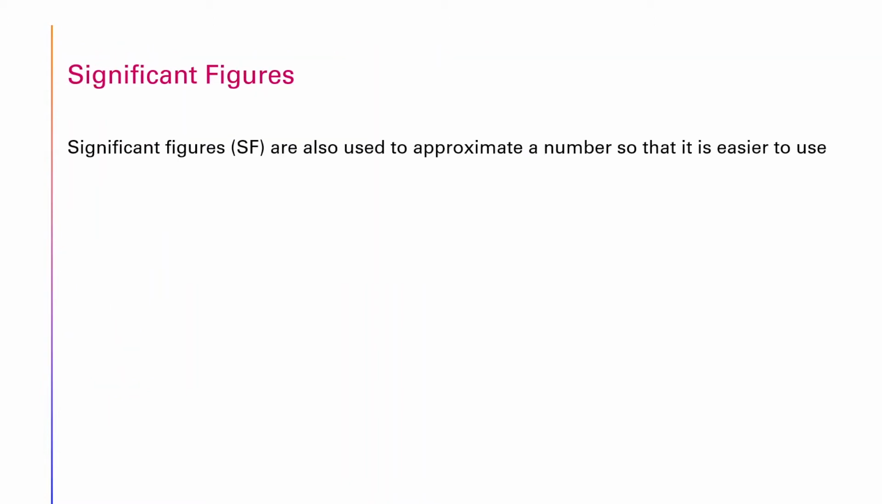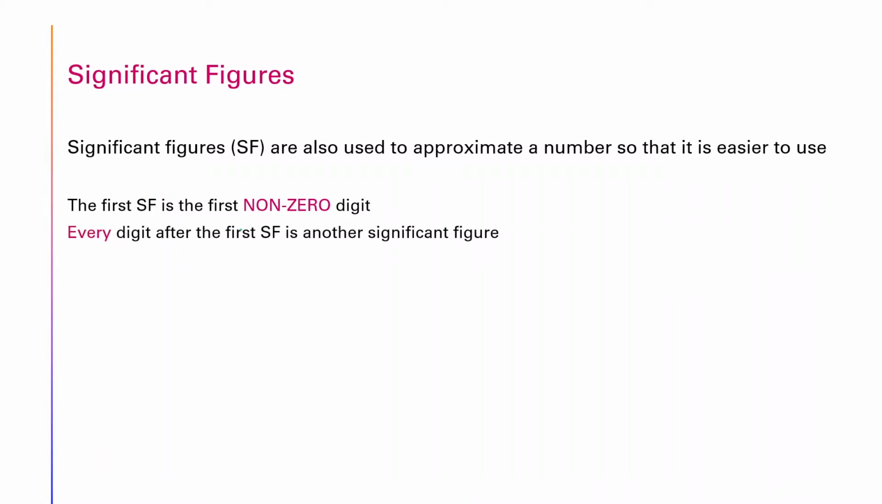Significant figures are also used to approximate numbers so that they are easier to use. The first significant figure is the first non-zero digit. Every digit after the first significant figure is another significant figure. For example, 3248. Now our first significant figure is a 3. So 3 is our first significant figure, 2 is our second, 4 is our third, and 8 is our fourth significant figure.